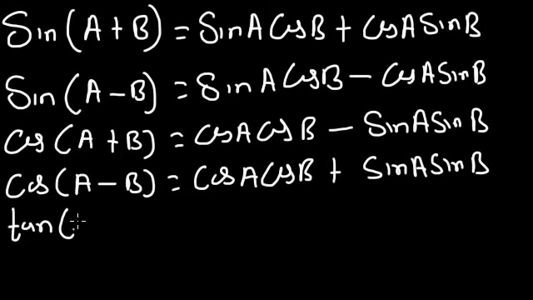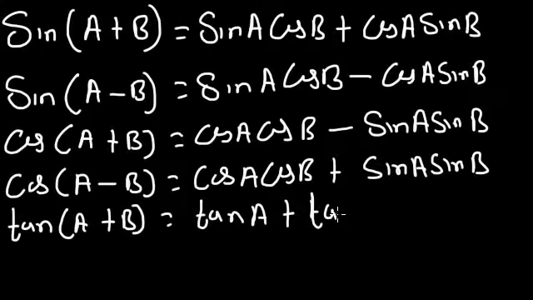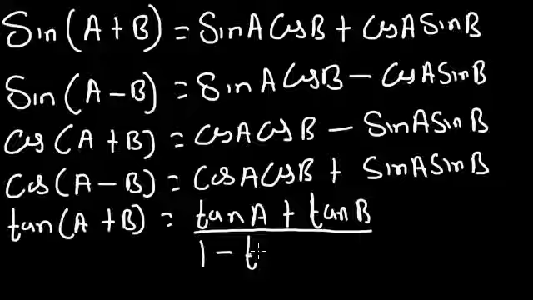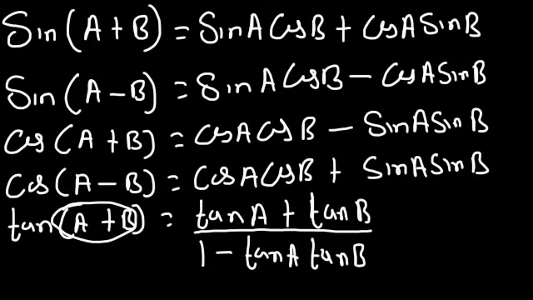And for tan A plus B, that's equal to tan A plus tan B, then divided by 1 minus tan A tan B. So when it is negative, when it is tan A minus B, that is tan A minus tan B, the only thing that will change is that here will now be negative and here will now be positive. So those are the formulas of trigonometry called addition formula or compound angle formula.